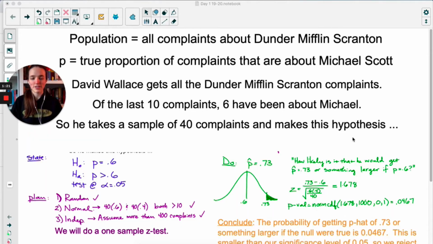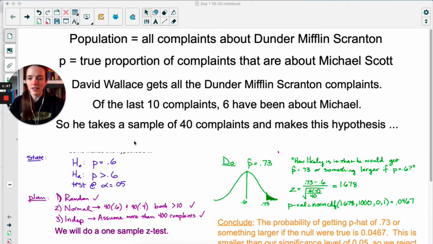So the problem you see on the screen is something that we've been doing in previous units. We have a population, just one, it's all complaints about Dunder Mifflin Scranton, and P is the true proportion of complaints that are about Michael Scott, of all those complaints. So in this example, which we're not going to do right now, David Wallace takes a sample of 40 complaints and he's checking to see if more than 60% of them are about Michael.